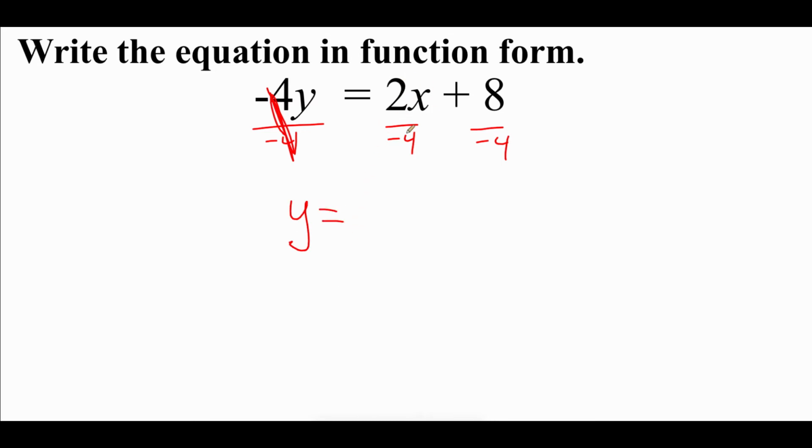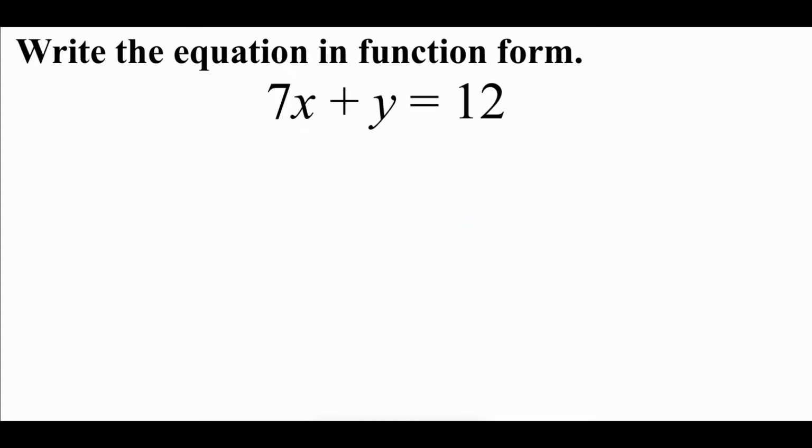Now, on the right-hand side, when we look at the 2x being divided by the negative 4, 2 doesn't divide nicely by 4, but that is a reducible fraction. 2 over 4 can be reduced down to 1/2, but this is going to be negative 1/2 because of that negative 4. We still have our x attached to it. Now, when we take this positive 8 and divide it by negative 4, we should get negative 2. So we have minus 2 on the back end of that equation. So we get the equation y equals negative 1/2 x minus 2.